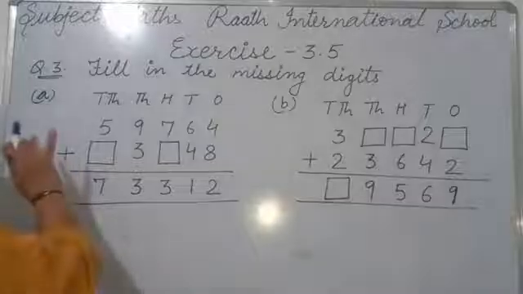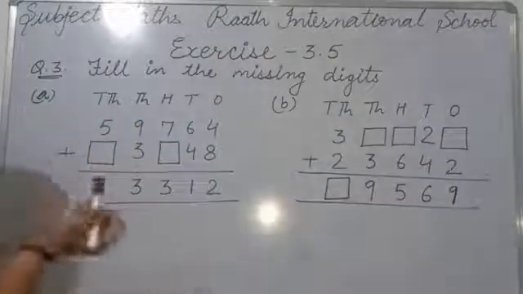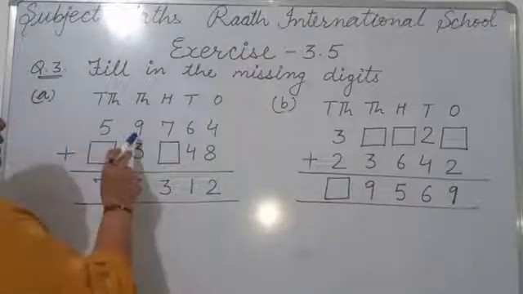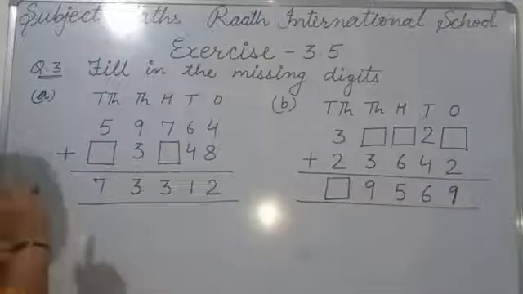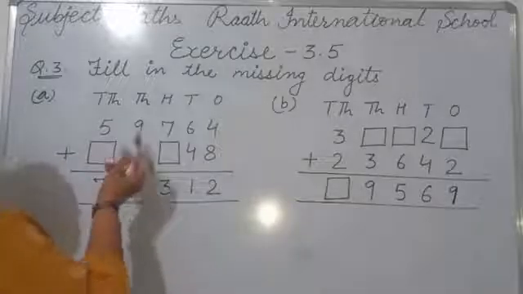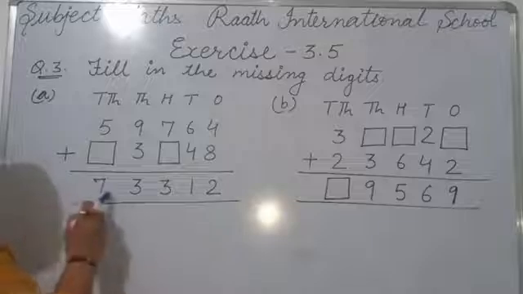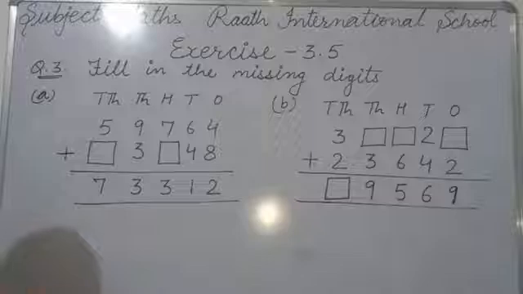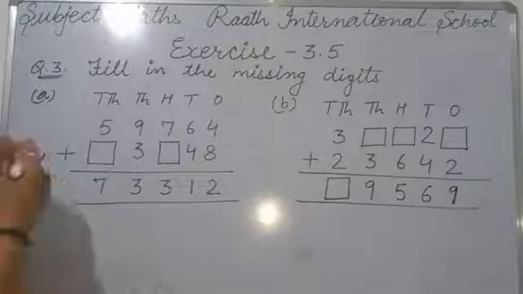So here is A part. There is a 5-digit number and a few digits are missing. The first addend is 59,764. Now in the second addend 2 digits are missing, and there is given 3048, and the answer is also given: 73,312. So here is addition. There is the symbol of plus, so that means here we will do plus.